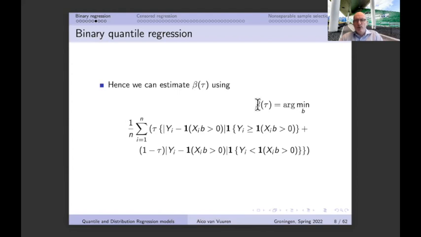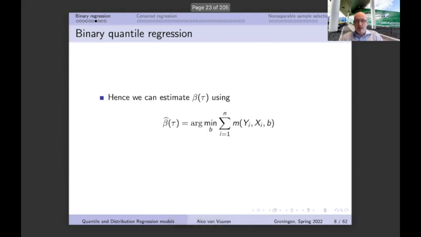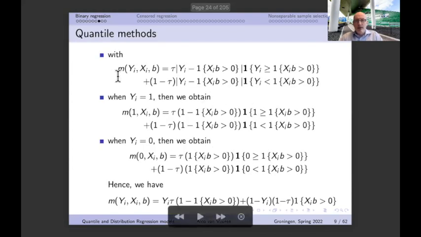And that means, of course, that the beta hat tau that we have over here is now going to be a consistent estimator of beta tau. So that is actually quite nice. We can also write this a little bit differently by simply defining a particular m function and saying that beta hat tau is nothing else than the argument that minimizes the sum of this m function that we have over here. Where, of course, the function m is now defined as this function that we have now over here.